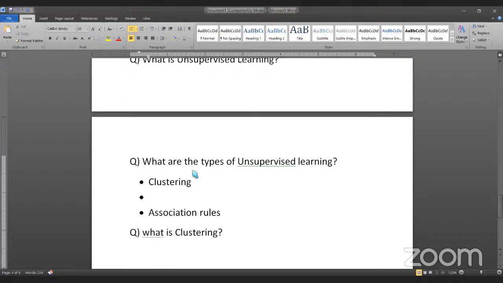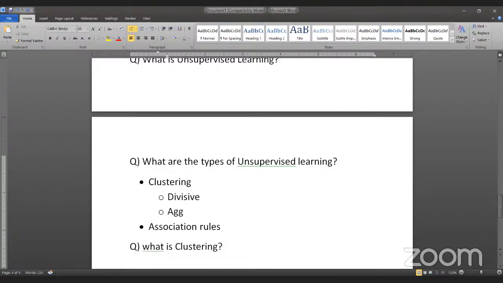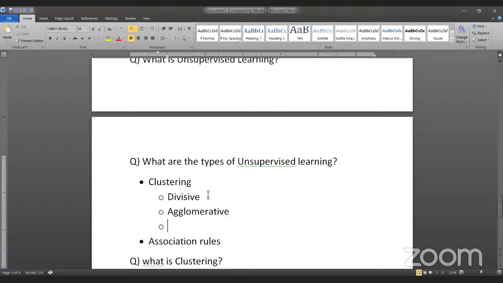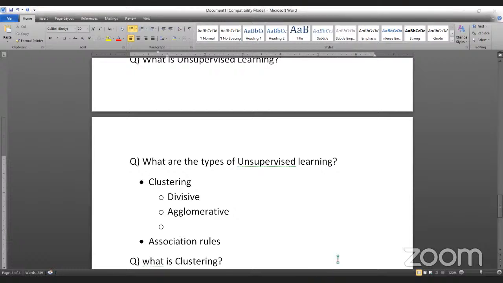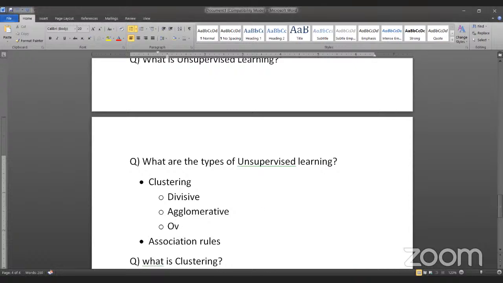Now clustering is also having many types. Two which we know are divisive method and agglomerative method. Apart from this, we are having overlapping and probabilistic method.